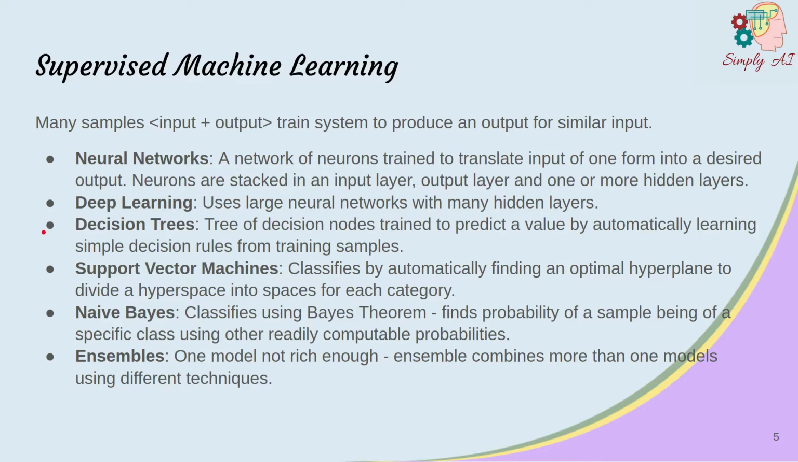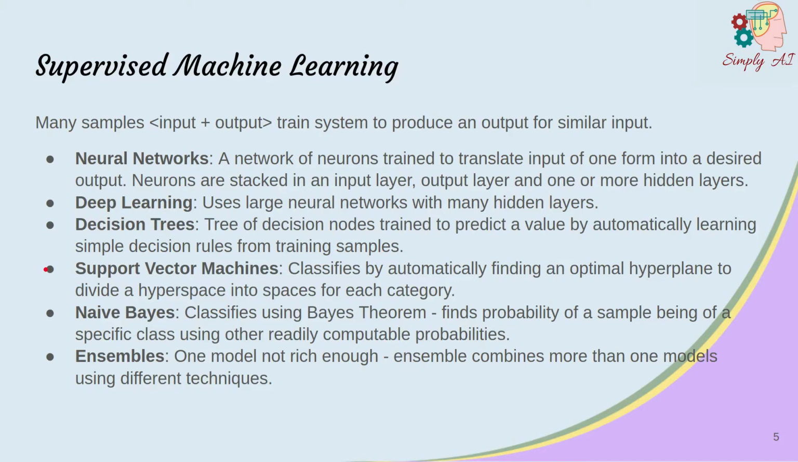Decision trees are structured as a tree of decision nodes, where at each node you decide based on some feature and traverse down the tree on a path based on that decision. The tree is structured automatically during training to predict a value by automatically learning simple decision rules from training samples.